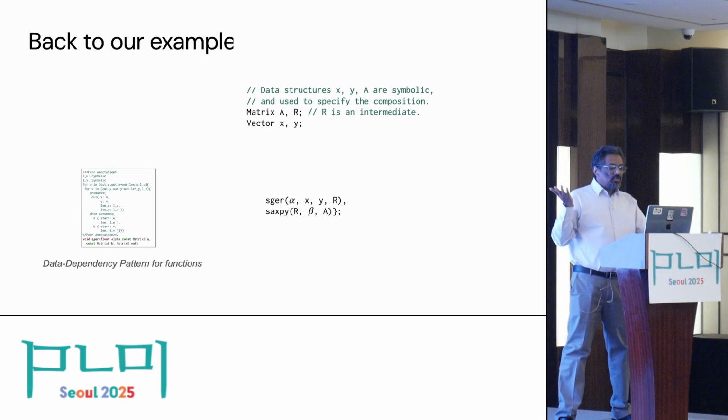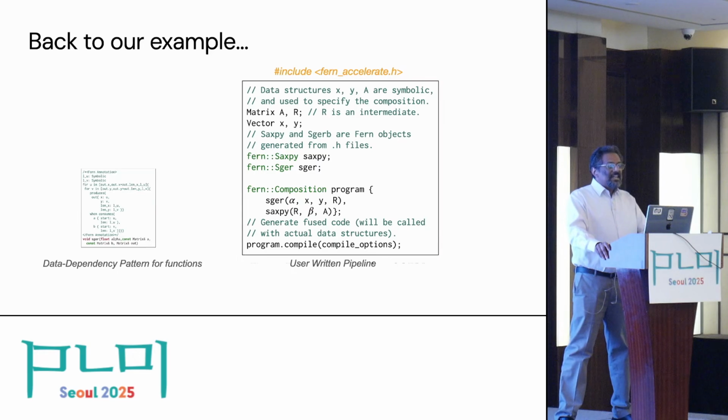I have two matrices, two vectors, and I'm doing these two operations back to back. I need to include some additional information around it to say this is a little bit of glue logic, and say, okay, create these Fern objects and combine them together to run as one fused function in Fern. This is all you have to do in here.